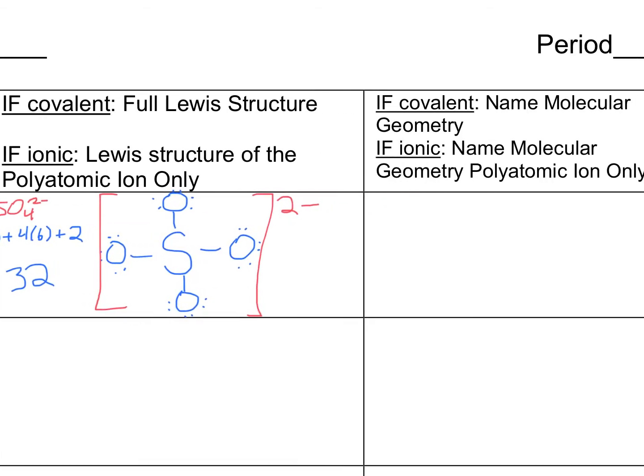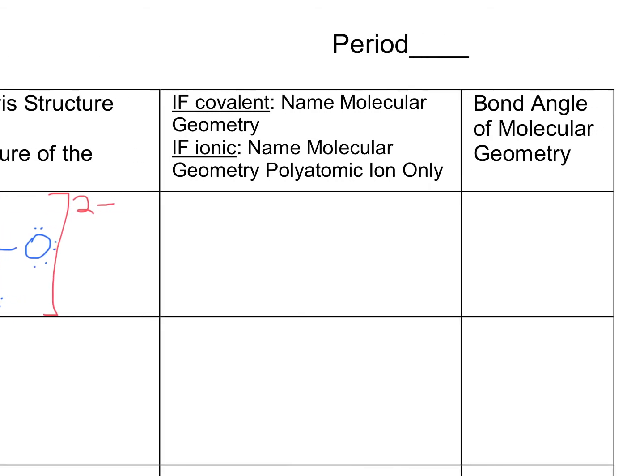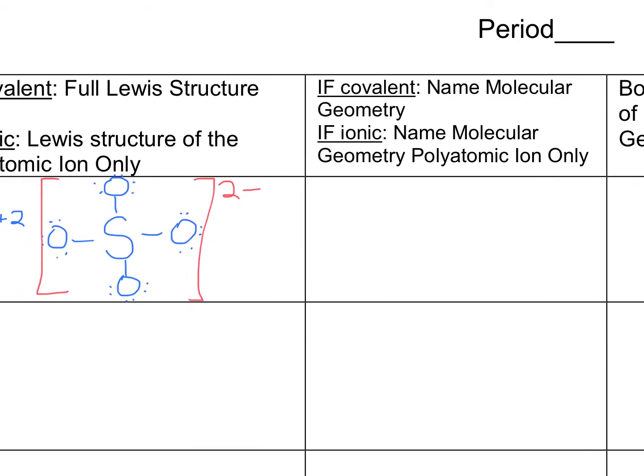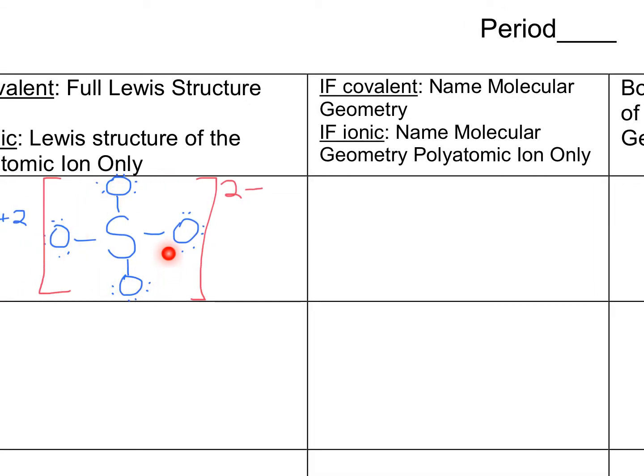For the next column, it says if it is covalent, name the molecular geometry. If it is ionic, name the molecular geometry of the polyatomic ion only. So I'm looking at my polyatomic ion here. I have 4 areas with electrons, each of which has a bond. There are no lone pairs. So 4 bonded areas and 0 lone pairs tells me that the molecular geometry is tetrahedral.